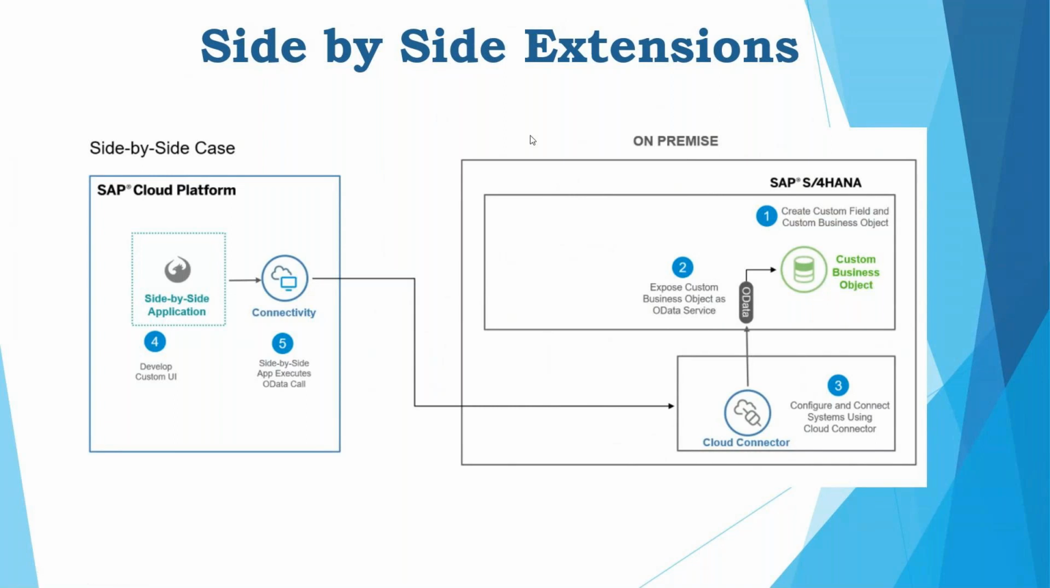What is side-by-side extensions? It cannot be only on premises. You can get it from a third party API. So a third party person is developing the API, you are developing the Fiori application, and you are consuming that API into your application. This is called side. You are developing the API. On the side, you are developing Fiori applications. This is called side-by-side extensions.